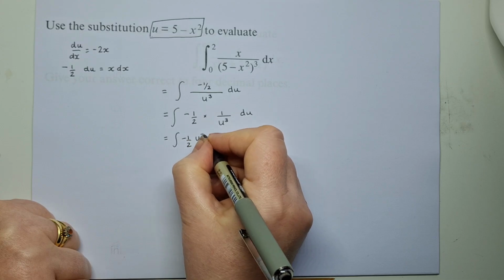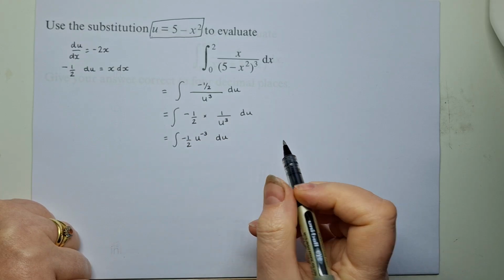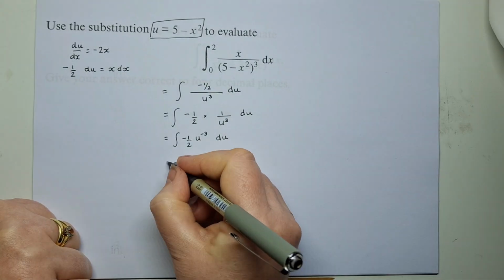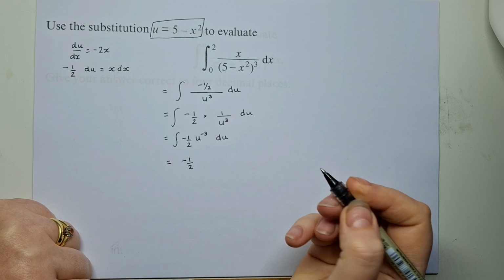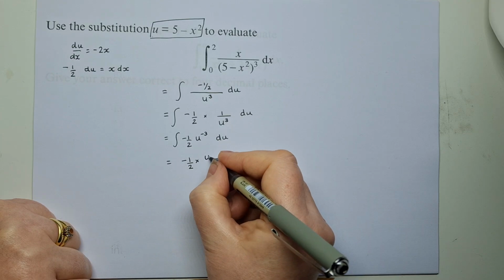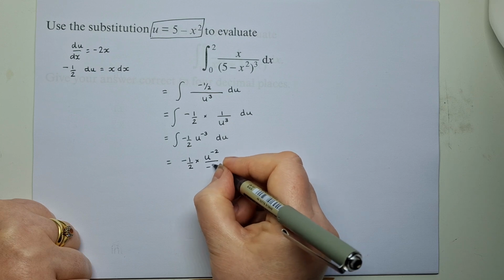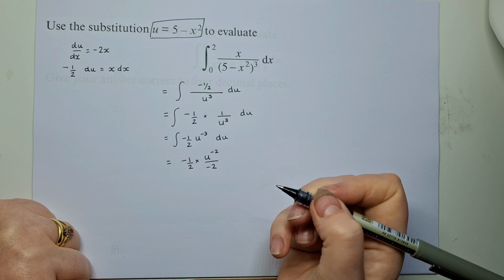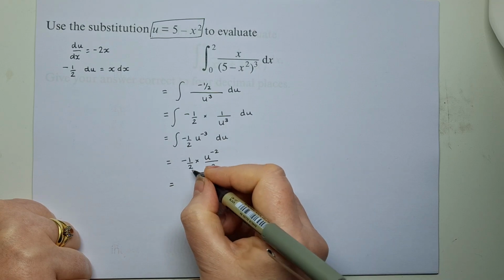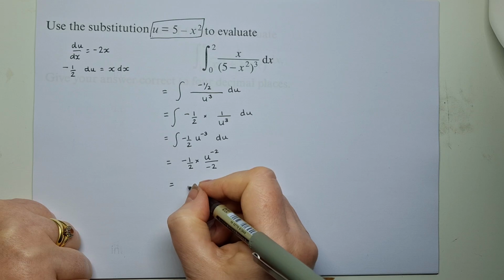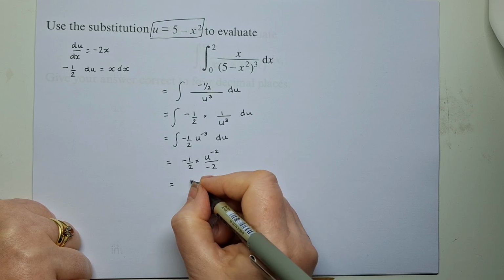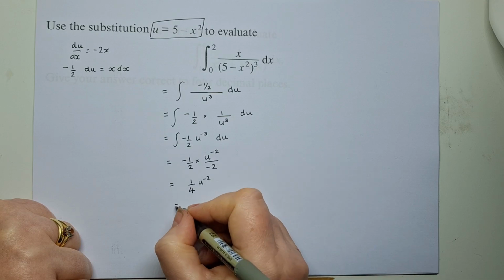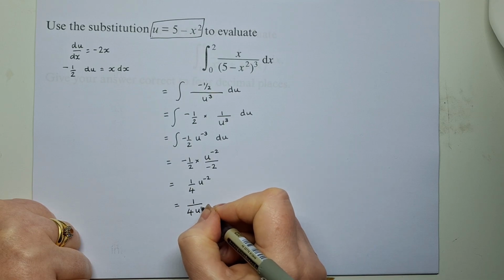Let's rewrite it as u to the minus 3, because it's not power 1 on the bottom. It's going to be the normal rule, add one to the power and divide by the new power. So we've got the minus a half multiplying by u to the minus 2 over minus 2. Then we could do a bit of tidying up and put the minus and the minus together to make a plus. Put the 2 and the 2 together to make a quarter, u to the minus 2. Or we could even pop the u back on the bottom.